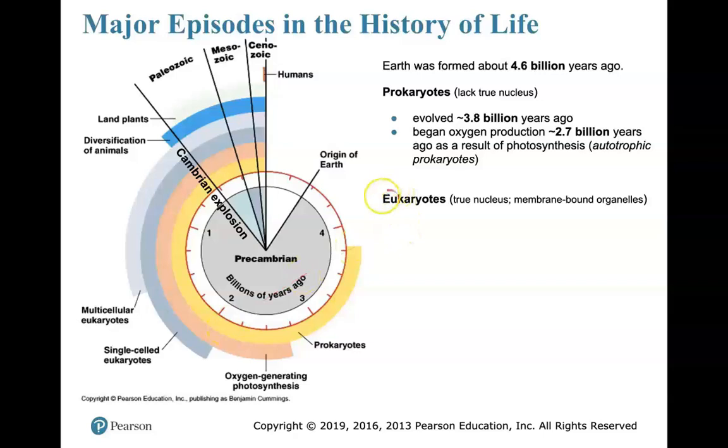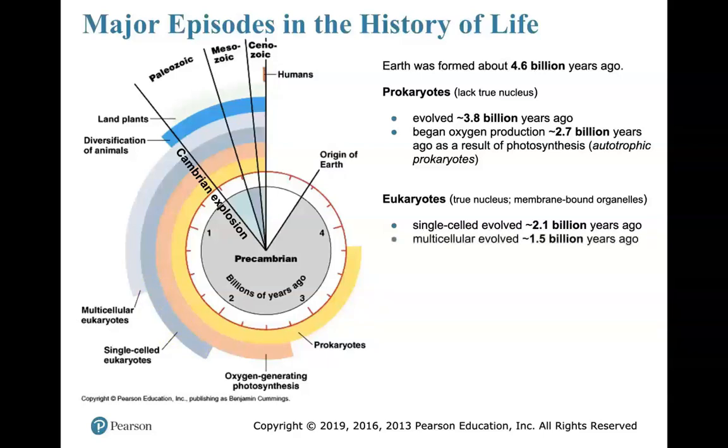Eu stands for true, kary for nucleus, true nucleus. These guys have a nucleus. And they have membrane-bound organelles, as I discussed with you. That appears here on the timeline, so that's about 2.1 billion years ago, and they were not multicelled at first, not like you and I. They were just single-celled eukaryotes, just one cell, and they were able to be organisms with just a single cell. We are going to cover some of these.